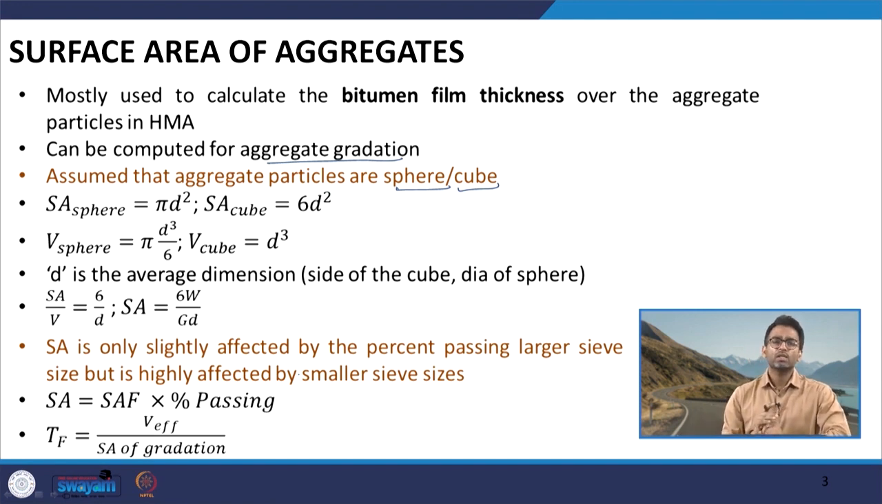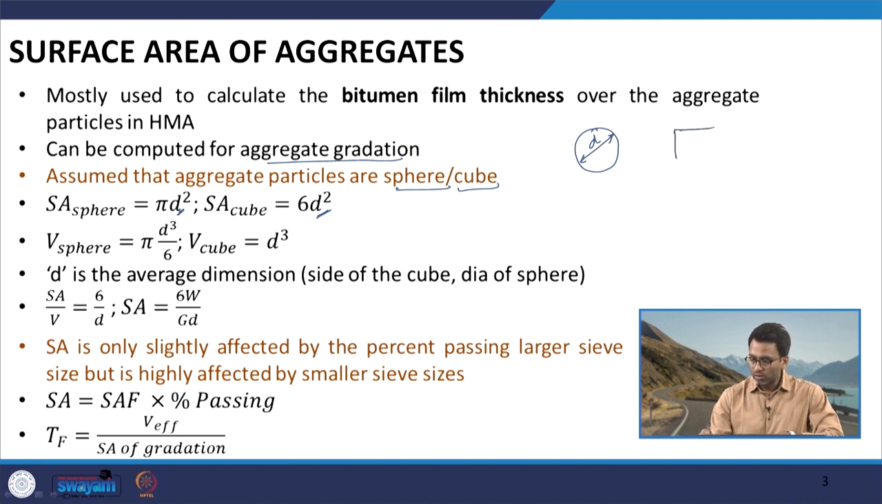If we see the surface area of a sphere, it is pi d square, and the surface area of a cube is 6 d square. What is d here? If it is a sphere, d represents the diameter of the sphere, whereas if it is a cube, I am just drawing the 2 dimensional picture of this cube, of course it is a 3D object, d represents any of its sides.